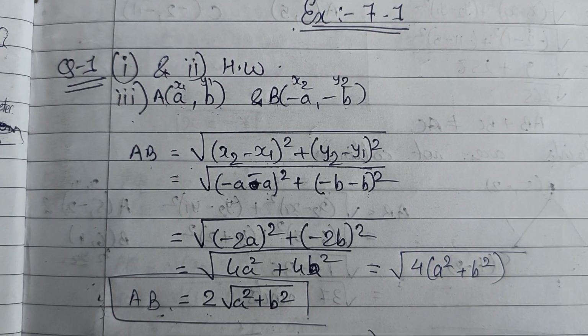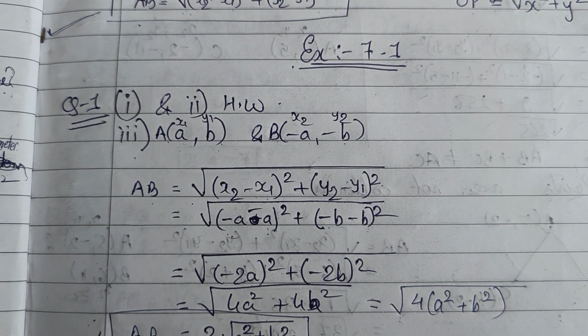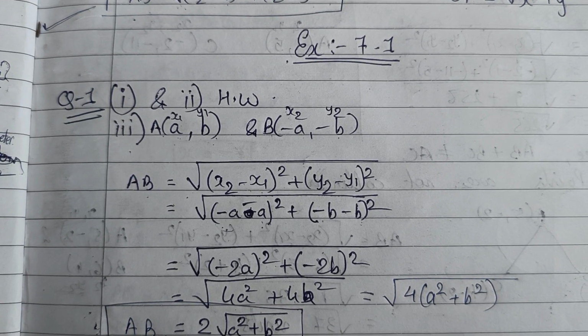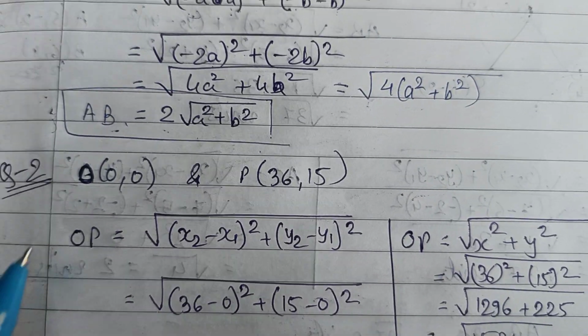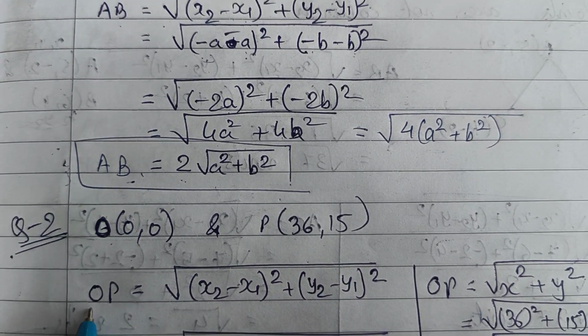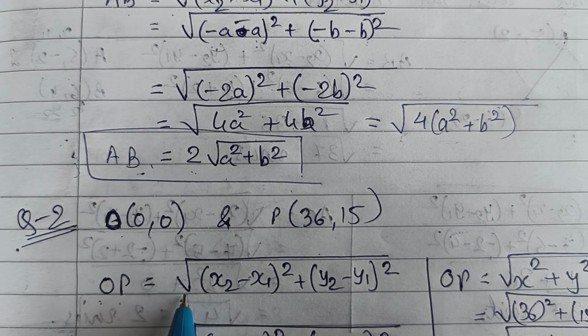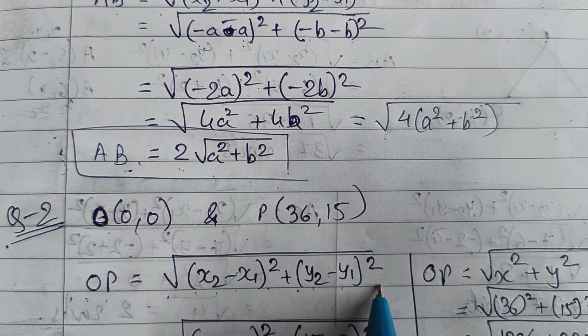Now see question number 2, find the distance between the points 0, 0 and 36, 15. You have to find the distance between the points 0, 0 and 36, 15. See, these are your 2 points, and you have to find the distance between them. So we will use the distance formula, that is OP is equal to under root of x2 minus x1 the whole square plus y2 minus y1 the whole square.